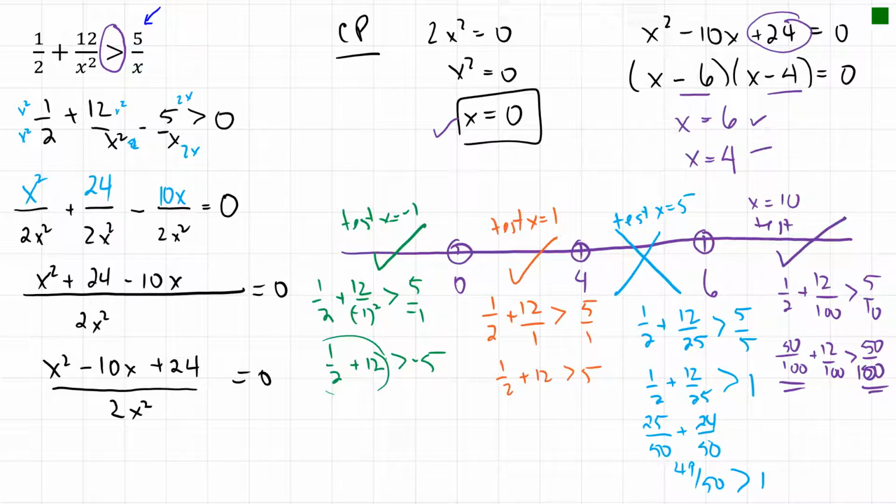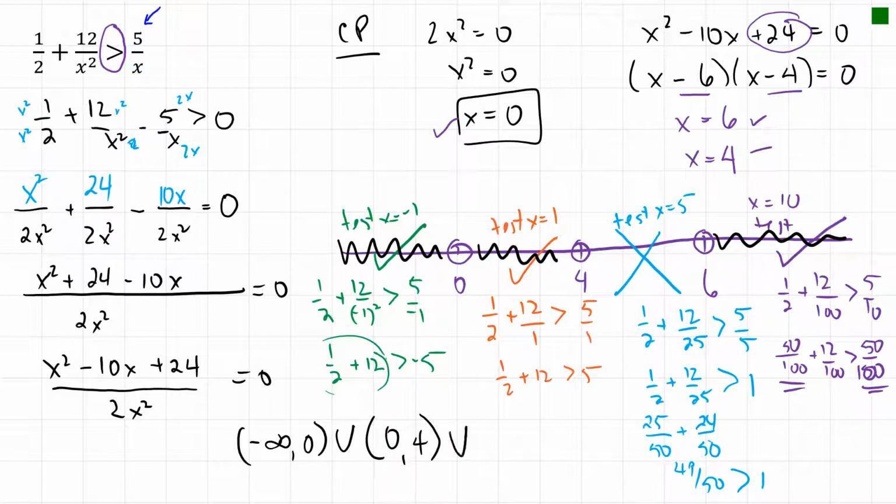So we've got that section too, which means our final answer is going to be this section, and this section. And if I write that now in interval notation, the first one starts at -infinity, goes to 0. The second one starts at 0 and goes to 4. And the last one starts at 6 and goes to infinity.